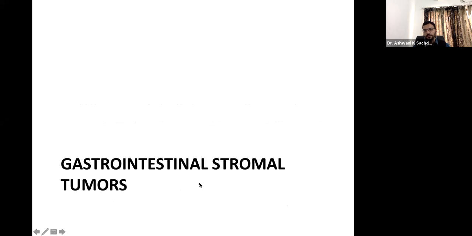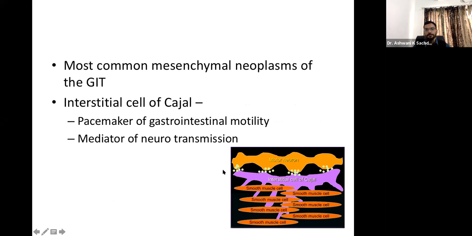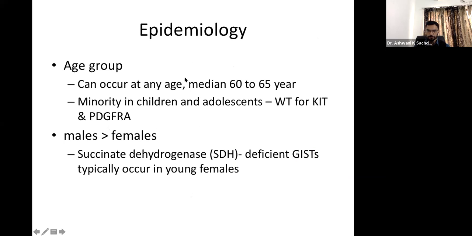Next, we'll be starting with gastrointestinal stromal tumors. It is the most common mesenchymal neoplasm of the gastrointestinal tract, and they arise from the interstitial cells of Cajal. These cells are the mediators of neurotransmission from nerve to the smooth muscle, and they are also labeled as the pacemaker of gastrointestinal motility. So important thing is development from interstitial cell of Cajal, and most common mesenchymal neoplasm of the gastrointestinal tract.